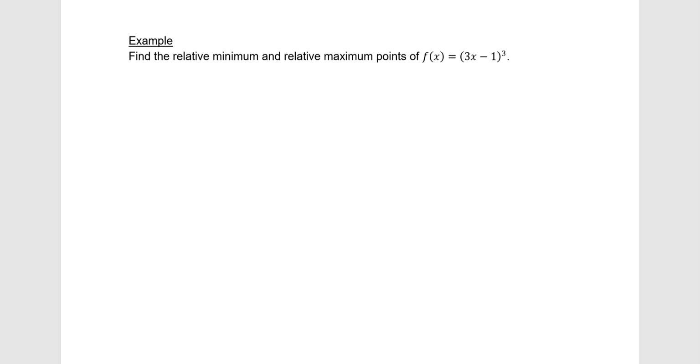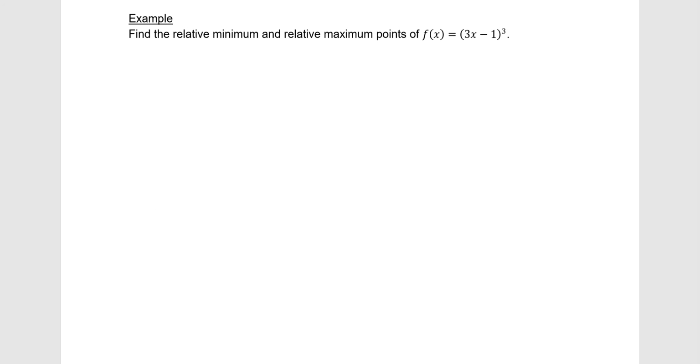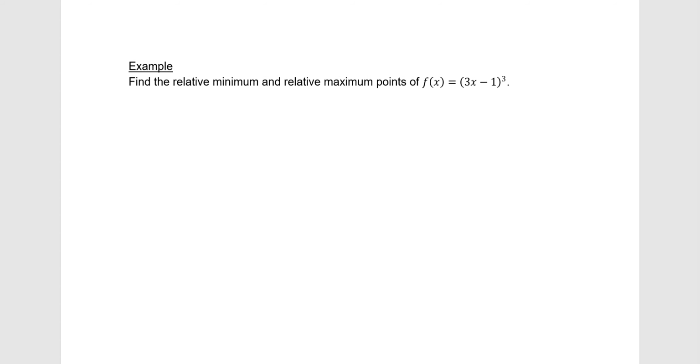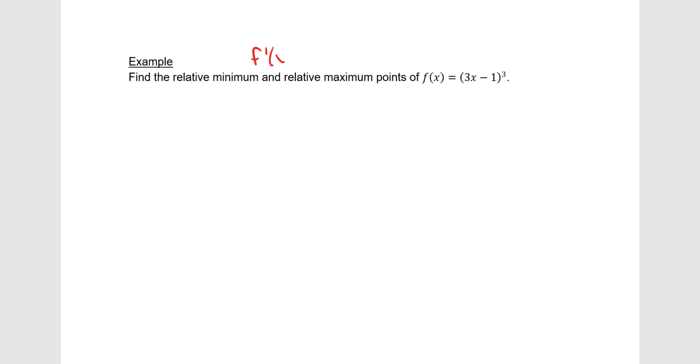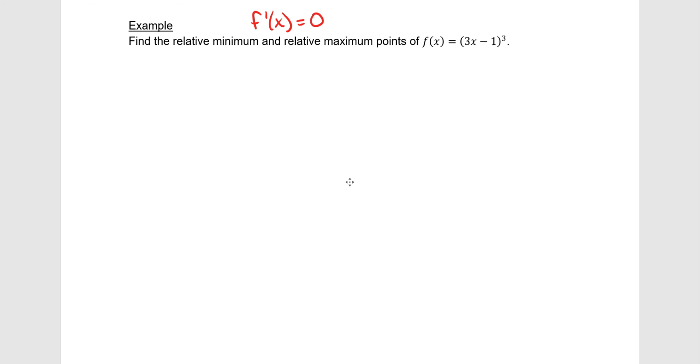Okay, let's do another one. Let's find the relative minimum and relative maximum of f of x, which is 3x minus 1 cubed. So once again, we are taking the derivative and setting it equal to 0. So the derivative f prime of x is going to be the general power rule, right? Because we have a function to an exponent.